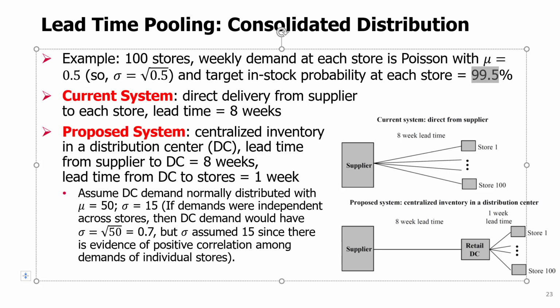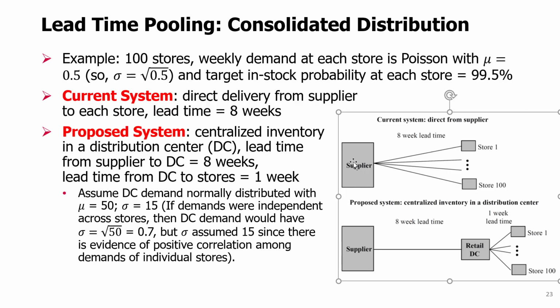So in the current system, we have direct delivery from the supplier to each store. This is the top picture here. Current system, supplier delivers to each store directly, 100 stores, 8 weeks of lead time between supplier and the store. And the proposed system is here, the lower part of this figure, right? So we have one additional centralized inventory in the distribution center, or DC for short. Now the lead time from supplier to the DC is still 8 weeks, right?